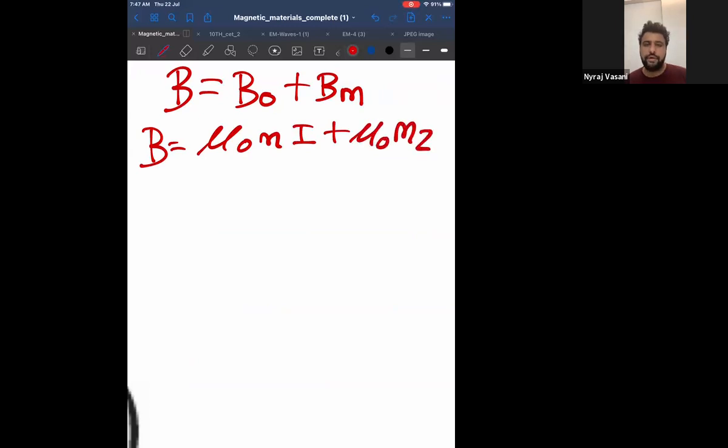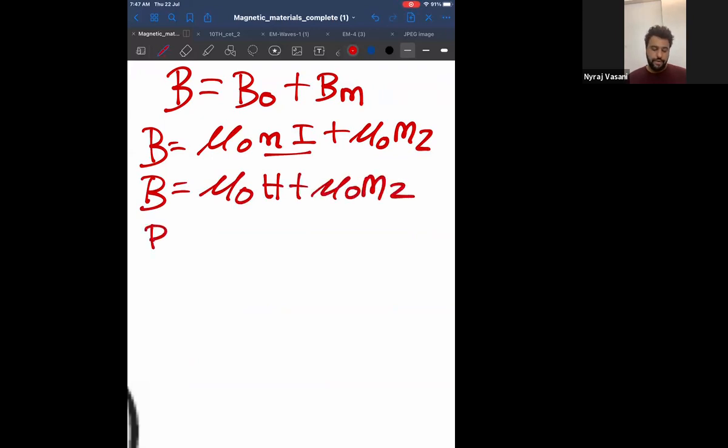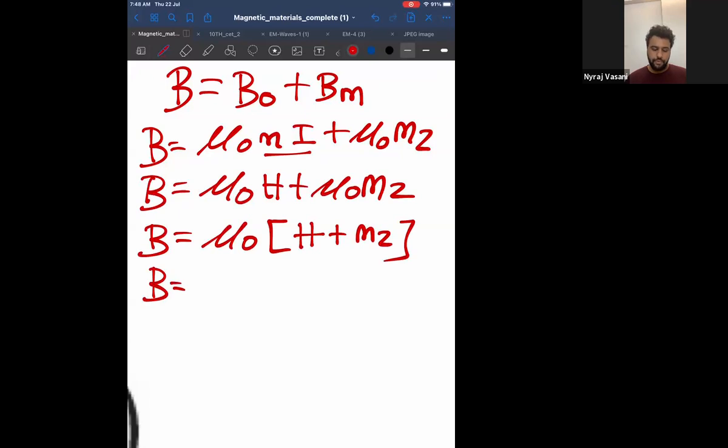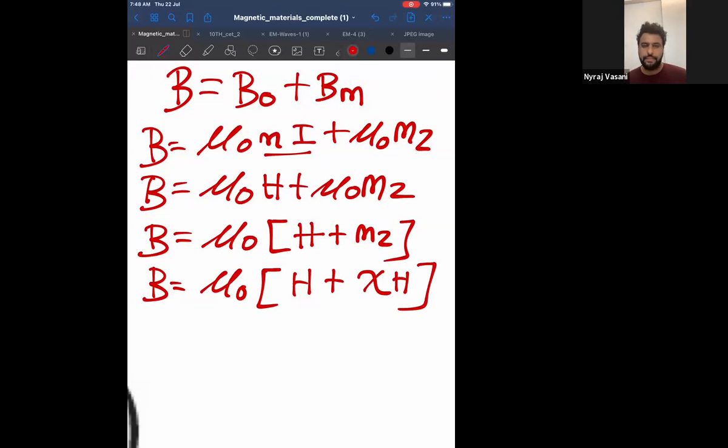I have substituted the direct formula. For non-metal it is mu naught Ni and for metal it is mu naught Mz. So B is equal to mu naught Ni. I know the formula is H, magnetic field intensity, plus mu naught Mz. Therefore, B equal to mu naught is common. Inside the bracket, I have H plus Mz. Or B is equal to mu naught common, H plus Mz, where Mz can be written as susceptibility into H.